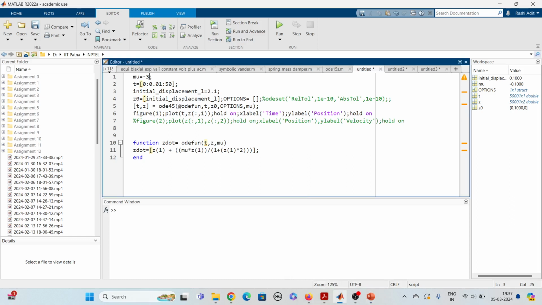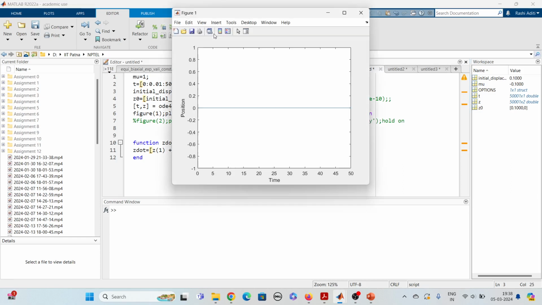So this mu is actually r, and I'll take it as 1. My initial condition, first I'll take it as 0. Let us see what happens at 0. Because this is a first order differential equation, I need to put only one initial condition. See what is happening: with time, the position is not changing. If the system is at 0, it is going to remain at 0.